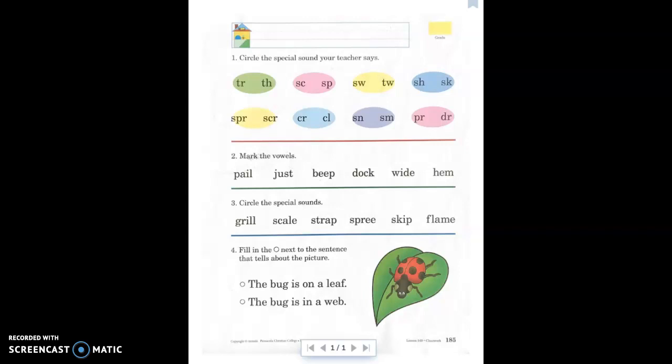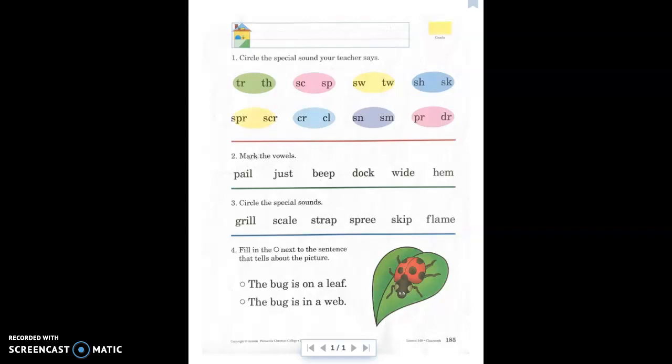You're going to have to do this in a really quiet place because you're going to have to be able to listen to Mrs. Plowman as I give you the sounds for the top part. So get your pencil ready and let's begin.